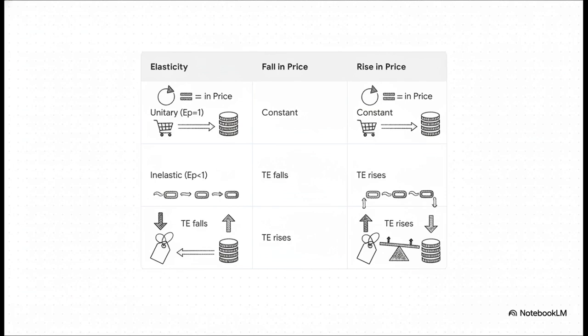Lower the price, expenditure falls, raise it, expenditure rises. And if your goods are relatively elastic, EP is greater than 1, price and expenditure act like a seesaw. Drop the price, total expenditure goes up, raise the price, it goes down. Honestly, if you're using this explainer to prep for a test, internalize this exact matrix. It is your ticket to full marks.